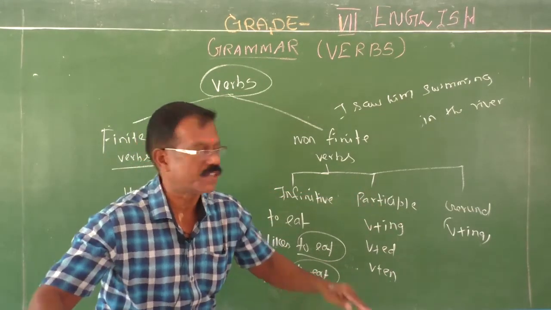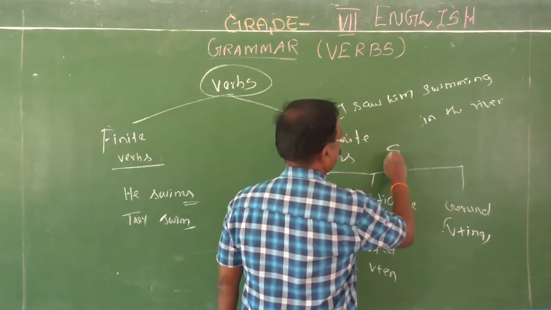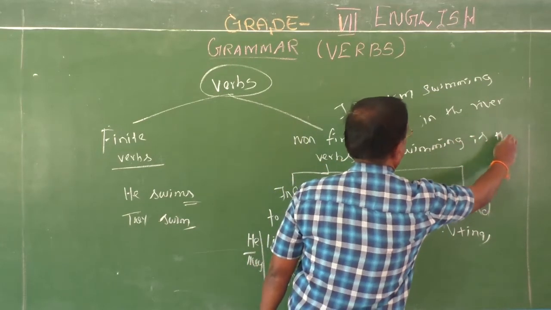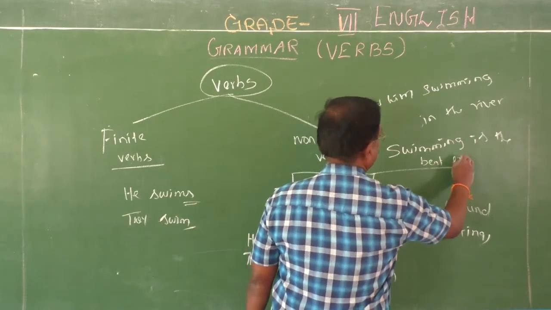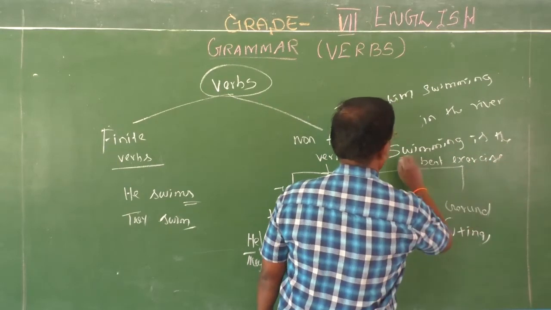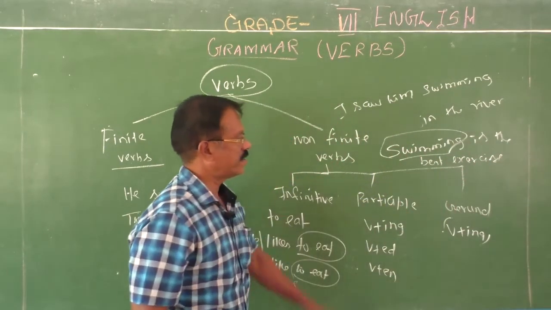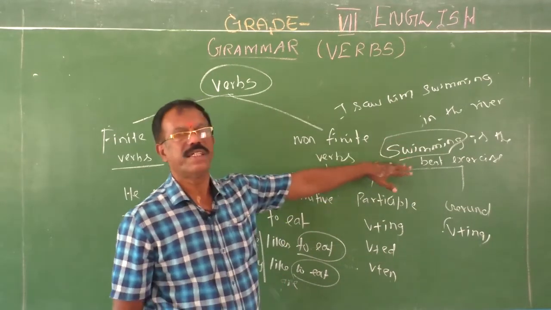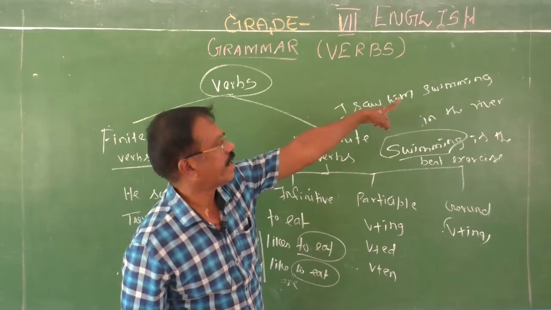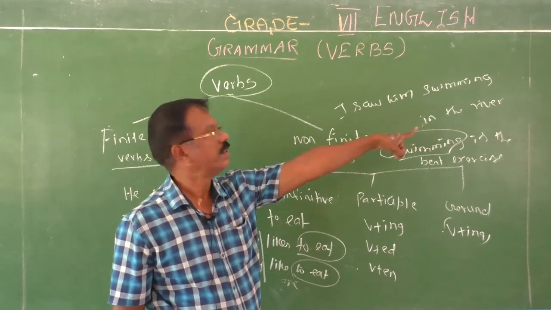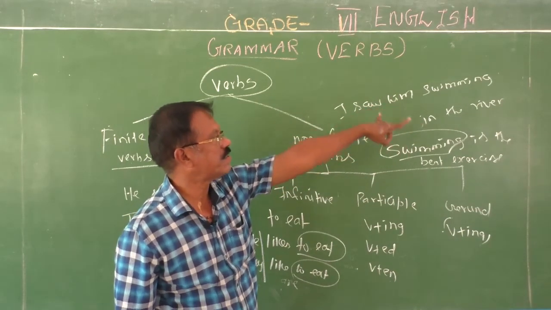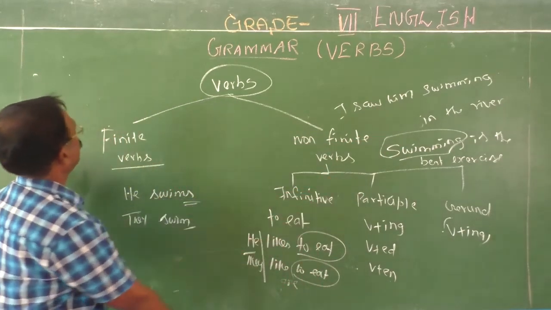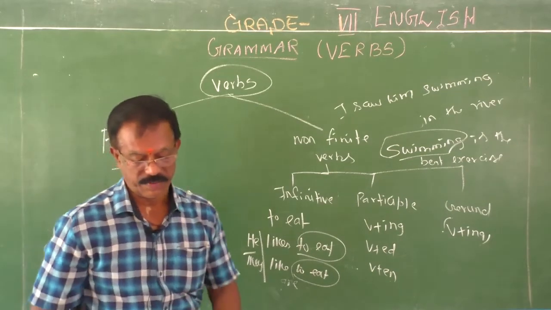Swimming is the best exercise, an example for gerund. So this swimming, verb plus ing, is gerund, because it is used as a noun. It's called a verbal noun. Here it is used as a subject; there it is called a verbal adjective. I saw him swimming in the river. Okay, so this is the classification of finite and non-finite verbs.